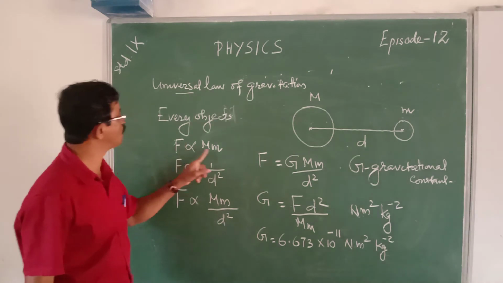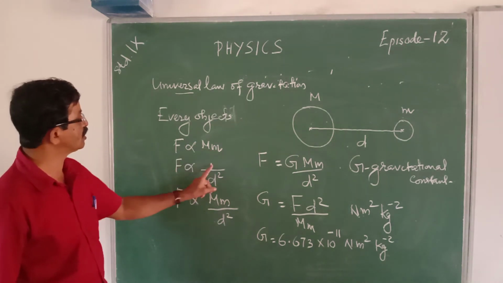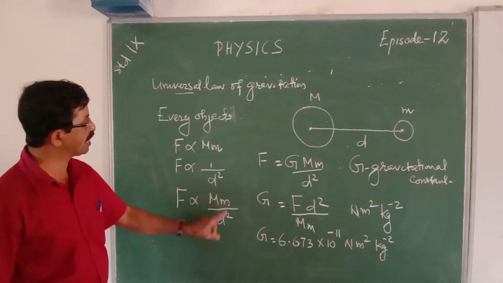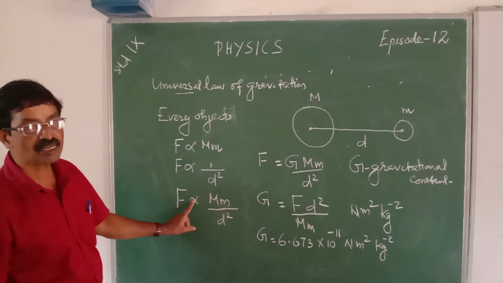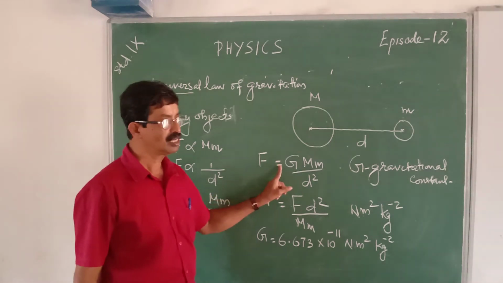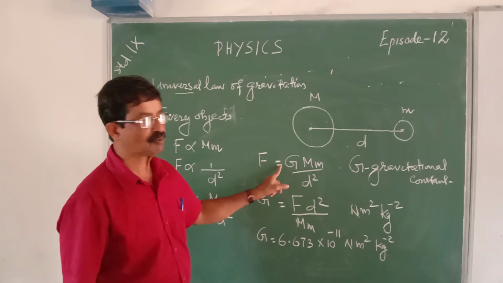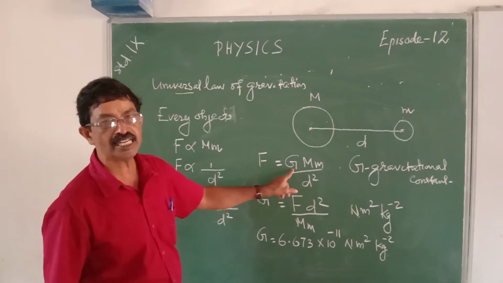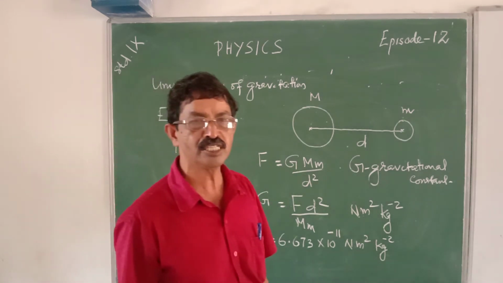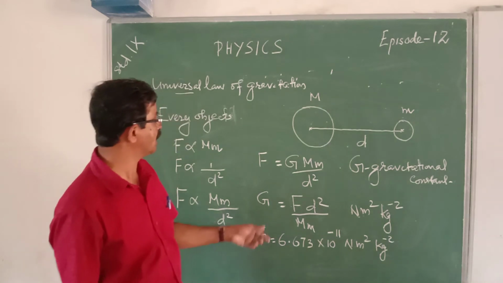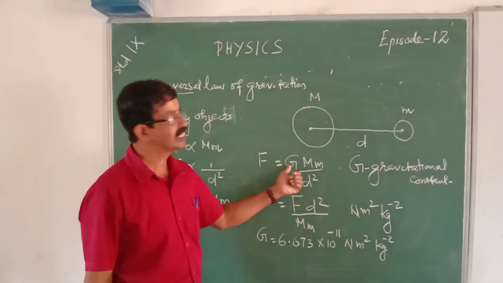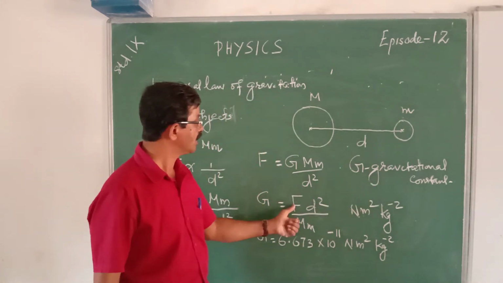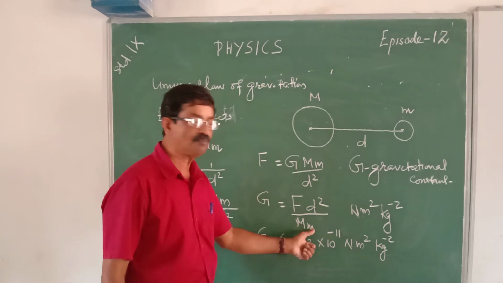So here we got a proportionality with the masses, and another with distance D square. By combining these two, we got the product of masses by D square. Now this proportionality we change to equal. Whenever we change proportionality to equal, we need to give a constant, and that is called the constant of proportionality. Here we took it as G, and it is called the gravitational constant. From this, G is equal to F D square by M.